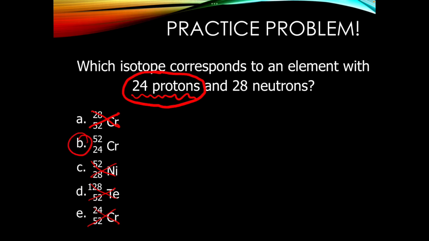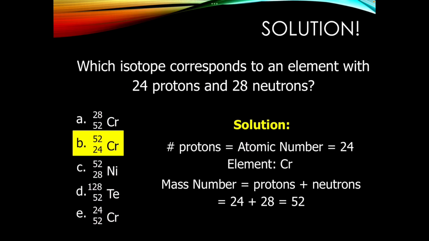But let's go through this anyways. That 24 protons, again, that 24 has to be on the bottom, and that's telling us, if we look up atomic number 24, you will see that that's chromium. And so to figure out the number on the top, we do 24 plus 28, and that will get us 52. So that is the number that's on the top there.